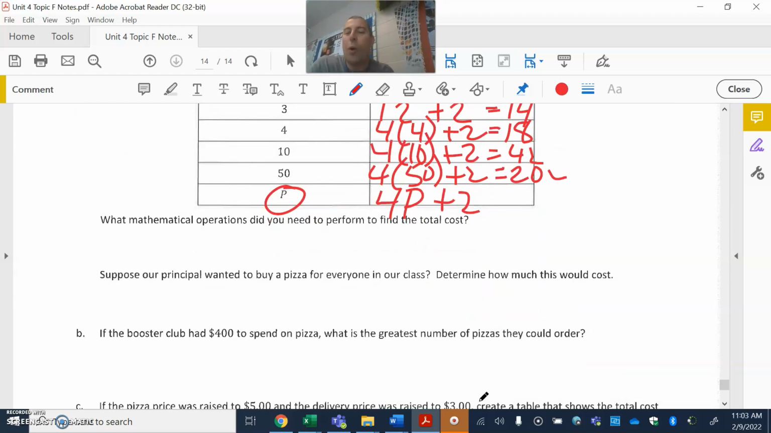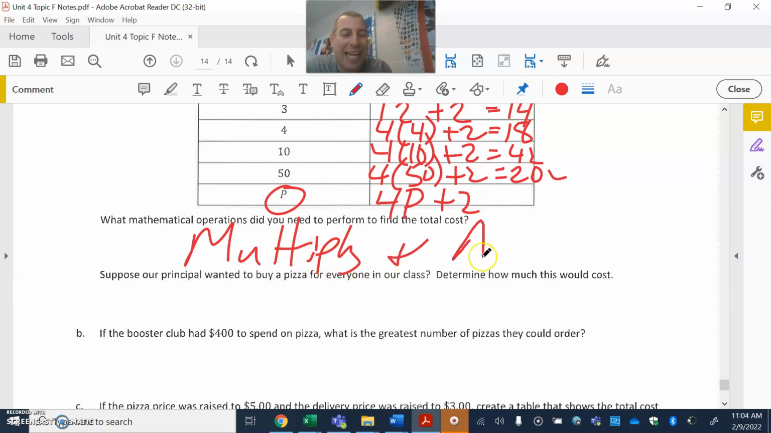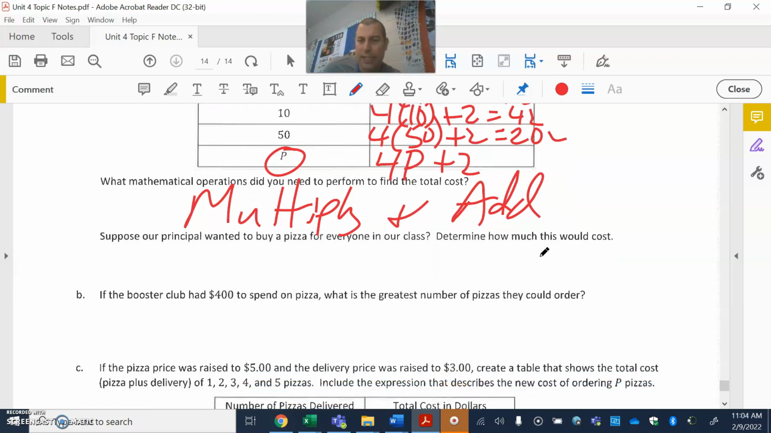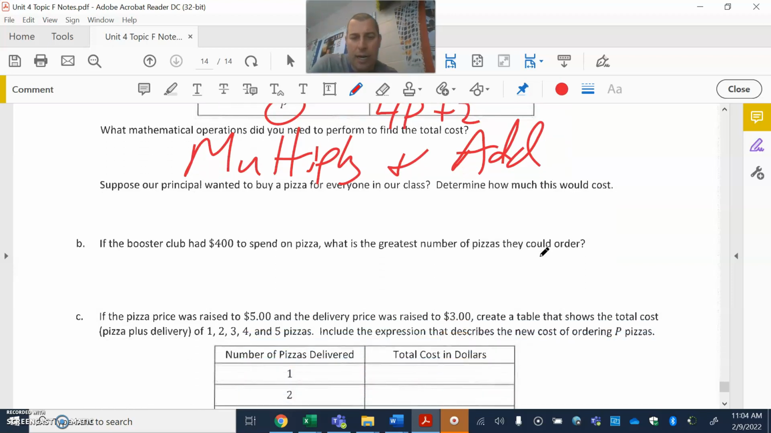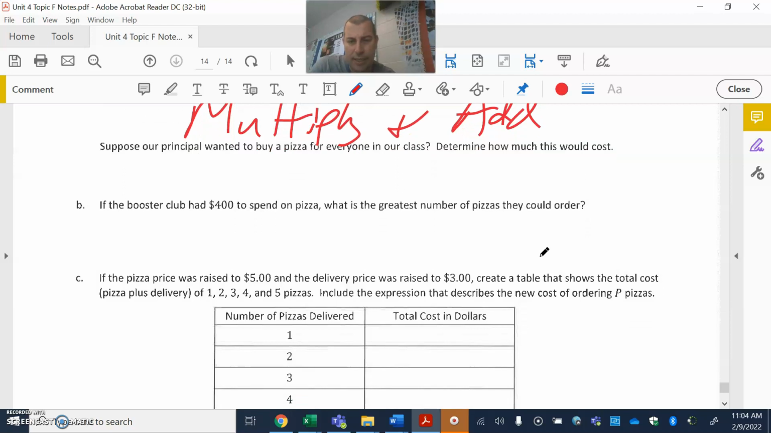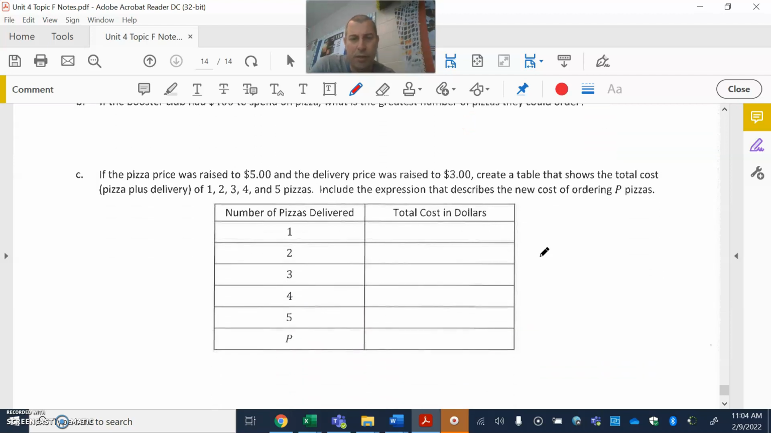So what mathematical operations did you need to perform to find the total cost? Yeah, we had to multiply, and we had to add, just like it said at the very top when we started this problem.